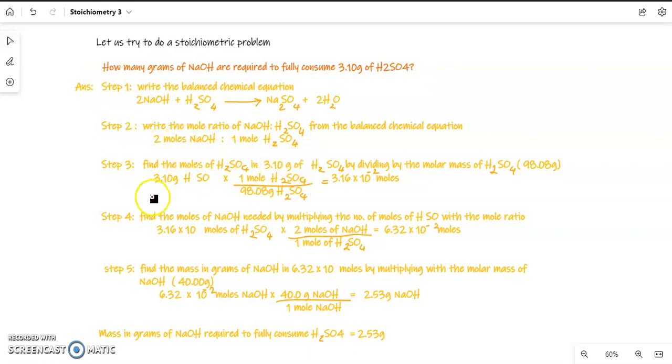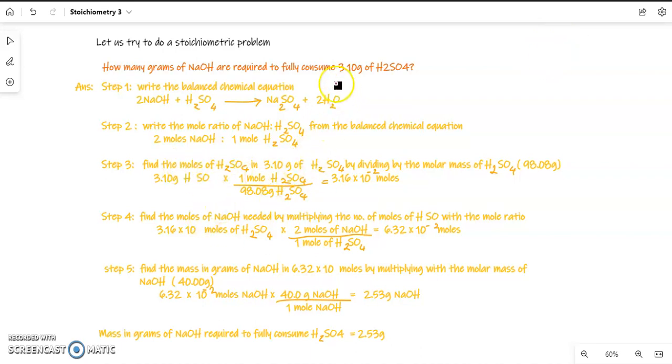Step 3 is to find the moles of sulfuric acid in 3.10 grams of sulfuric acid, because we cannot directly calculate mass from mass. We have to go from grams or mass to moles. Then using the mole ratio, you have to go to the moles of the other reactant, and then from those moles you have to go to the mass of that reactant. So this is the way we have to do it.